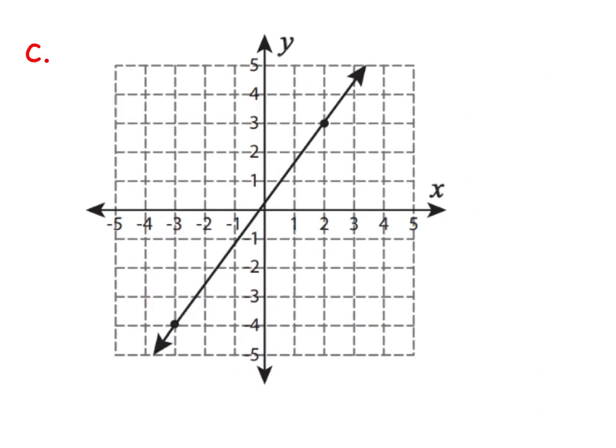Example C is next. So again, the first thing we do is just write down what the formula is. So m is equal to the rise over the run. We again have been given 2 points, this point here and this point here. So I'm going to draw the 2 lines that form the triangle.